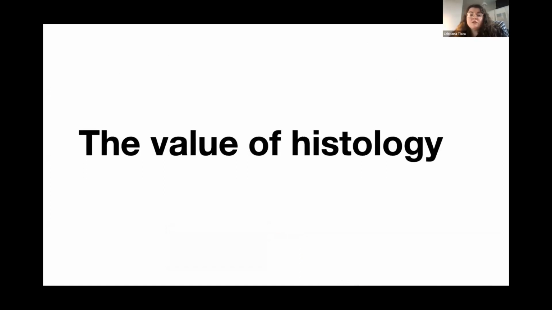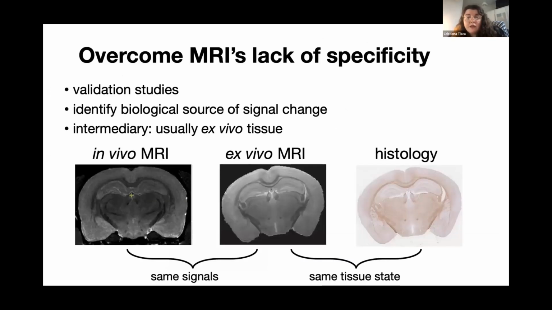So why is histology valuable, and what can it bring to MRI studies? Well, firstly, while MRI is very sensitive to a broad range of tissue changes, it lacks specificity, and validation studies can enhance the value of MRI by helping identify the biological source of signal change.